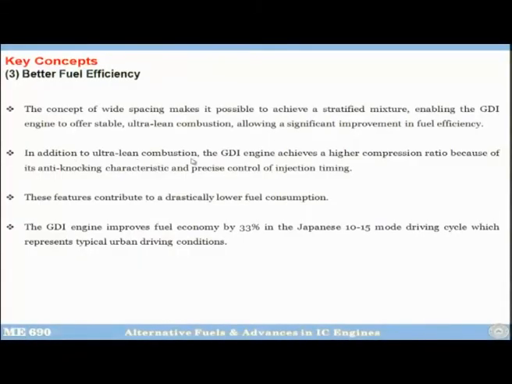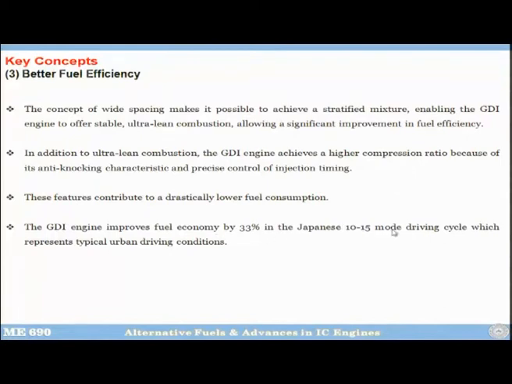In addition to ultra lean combustion, the GDI engine achieves a high compression ratio because of anti-knocking characteristics and precise control of injection timing. So, these things are also controlled by the ECU. These features contribute to drastically lower fuel consumption. And the best part is that by doing this ultra lean combustion, you actually improve the fuel economy by 33% or more. So, that means if your engine is giving 12 kilometers per liter, and you replace it with the equivalent GDI engine, you will get 16 kilometers per liter.